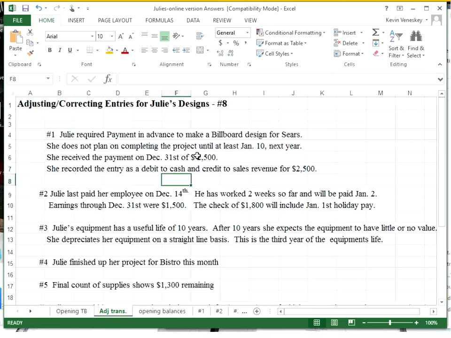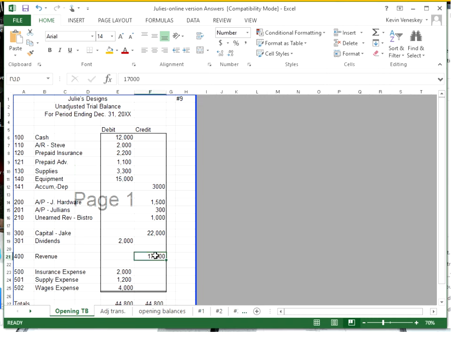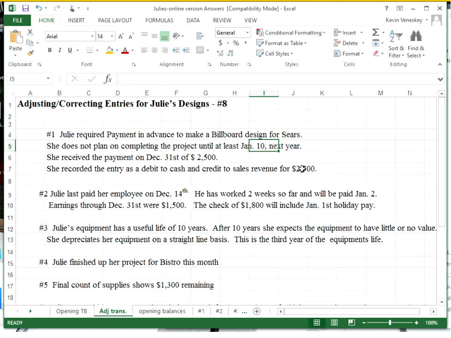Now, how she recorded the entry was a debit to cash, which makes sense because we did get the money as of this year. And she made a credit to sales revenue for $2,500. That would be the incorrect part because we're not doing the work until next year. So I need to go in and do a correcting entry. I don't want this to show sales revenue. If I go back to my opening trial balance, that sales revenue of $2,500 is in this amount here. The $17,000 includes that $2,500 I just put in. Actually, it was probably today I put it in, December 31. But I need to go in and take some of that out.